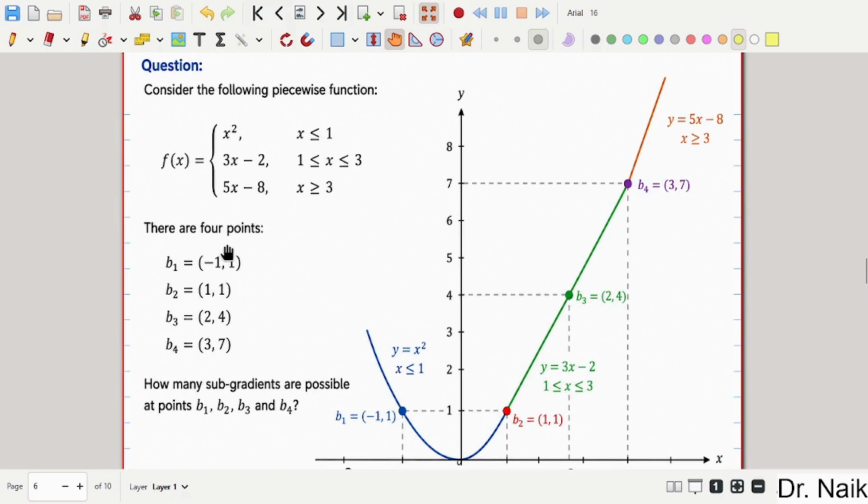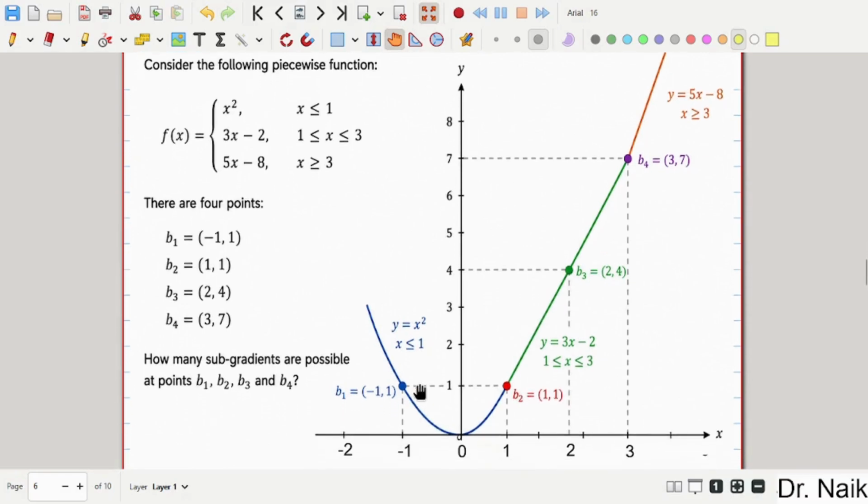So there are 4 points. B1 is minus 1, 1. B2 is 1 comma 1. So this is the B2 point. B3 is 2 comma 4 and B4 is 3 comma 7. This is B4. So the question is, how many subgradients are possible at points B1, B2, B3 and B4?